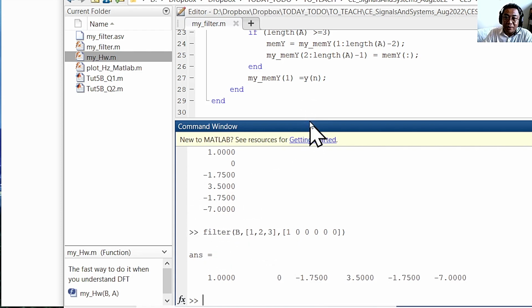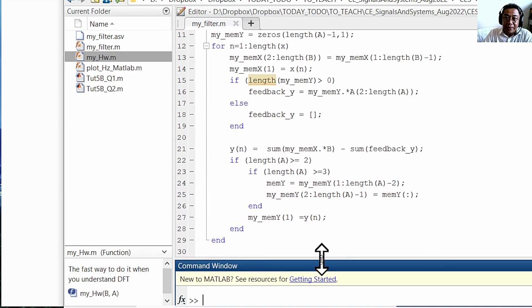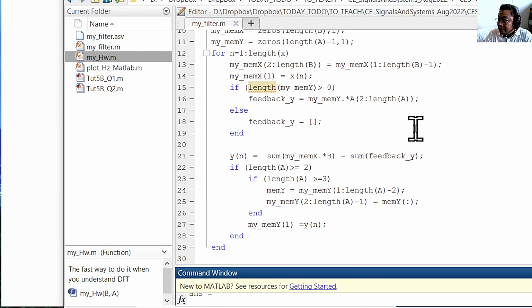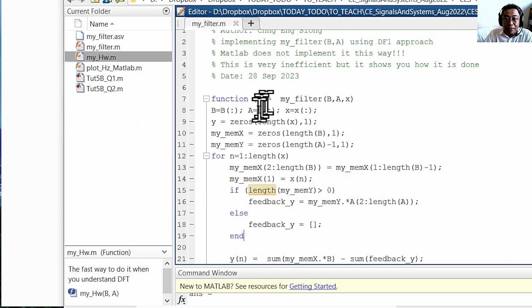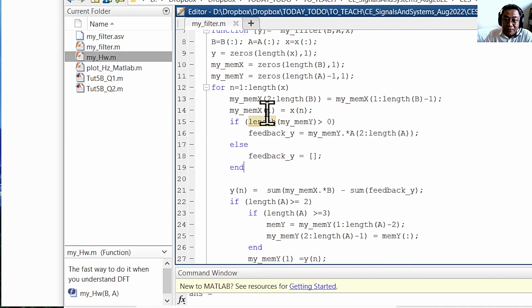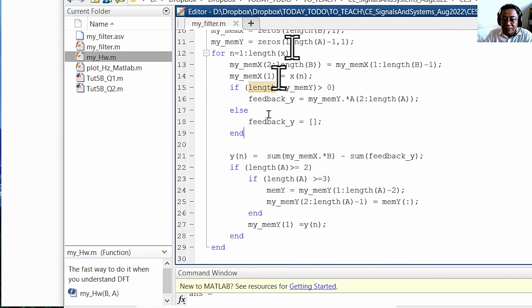So what is my filter? Well, I implemented the program here. You can take a look. I wrote it on the 28th of September, which is today, and you'll see how I did it. It is about 20 lines of code. Okay, go and take a look.